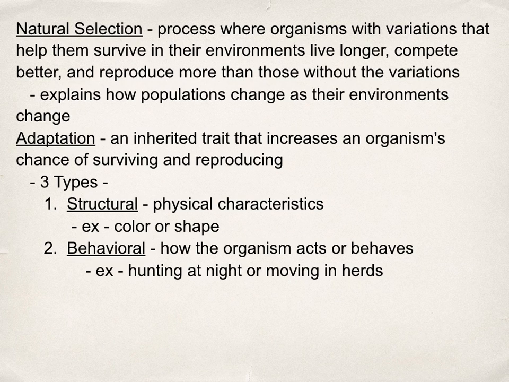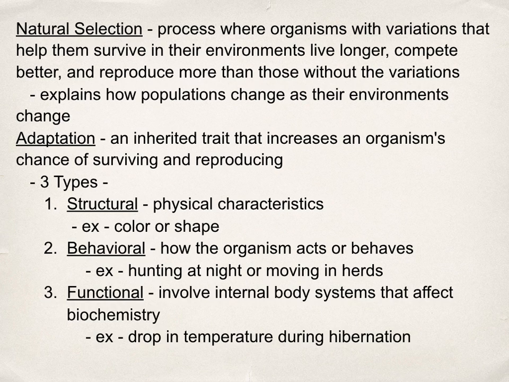The second one is behavioral. This is how the organism acts or behaves. An example of behavioral adaptations would be things like hunting at night or moving in herds. And then the third one is a functional adaptation. Functional adaptations are the ones that involve the internal body systems that affect biochemistry. Examples of functional adaptations would be things like drop in temperature during hibernation.